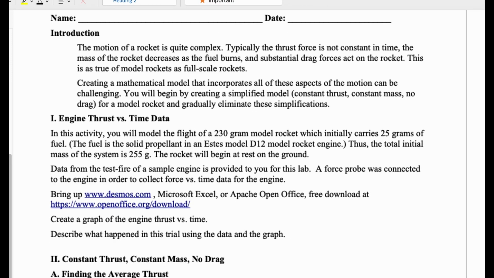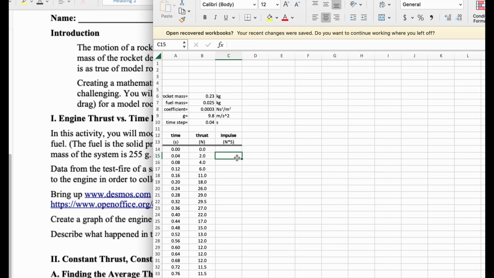The motion of a rocket in real life is quite complex. The data set that we're going to be working with here today was collected from not a real large-scale rocket. It was collected from a toy rocket. We can see that at the start of the clock, there was no force acting on the rocket.